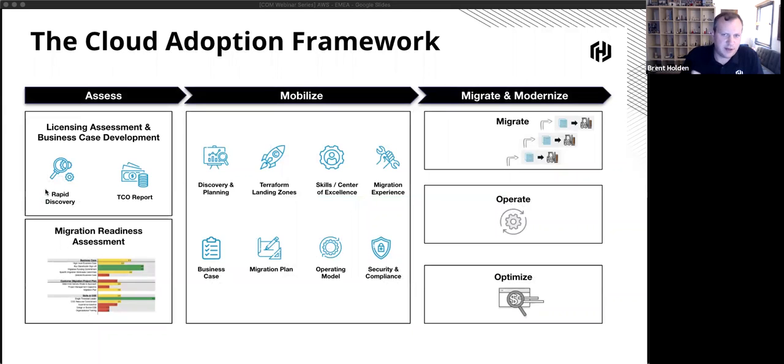Okay, so Tony, why don't you go ahead? This is right in your wheelhouse. Would you talk through some of the cloud adoption framework and how it meshes in?